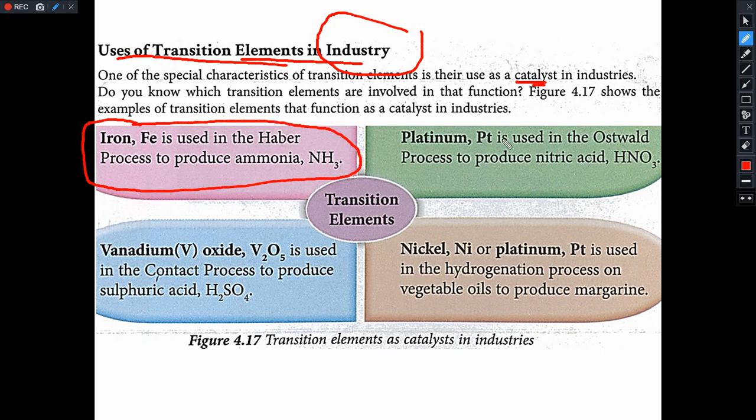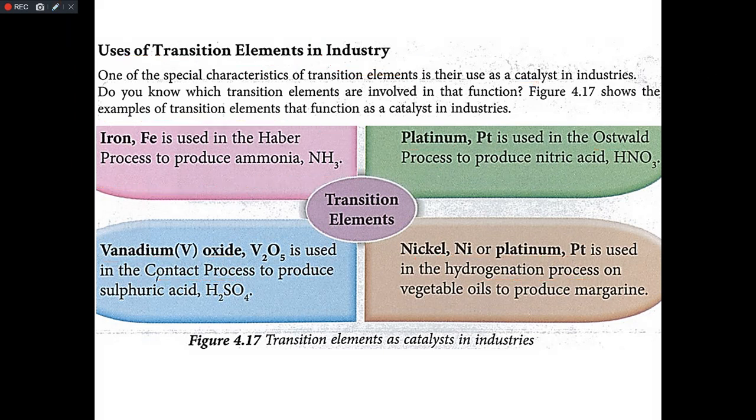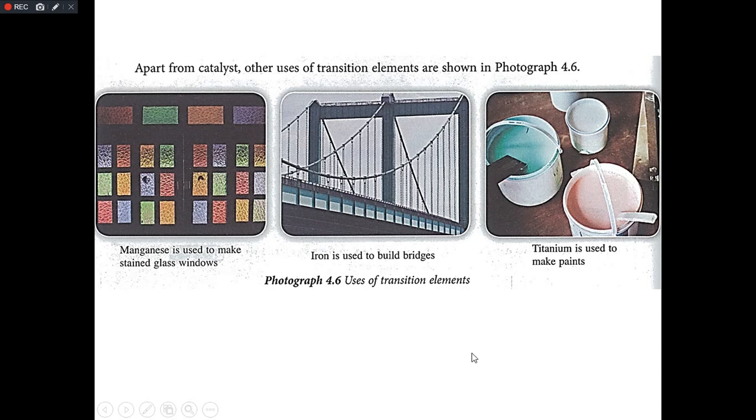And there is another, which is platinum. Platinum is used in the Ostwald process. Vanadium 5 oxide is used in the contact process, and nickel or platinum is used in the hydrogenation process. And this slide is finished. We go to the next slide. Other uses of transition elements.